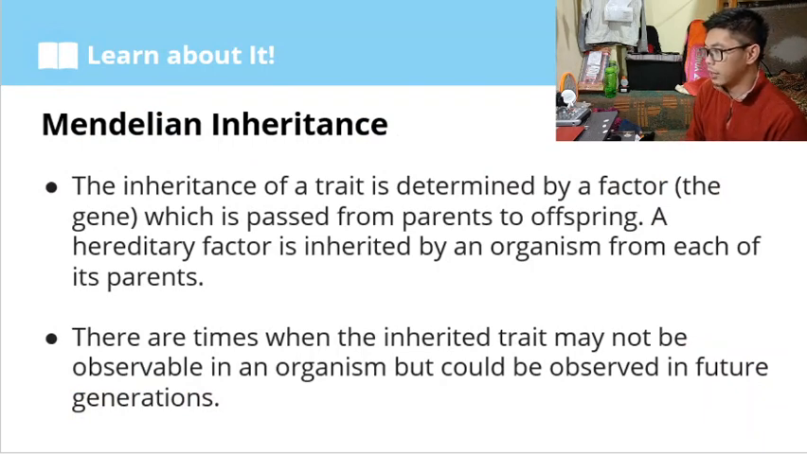Alright, when you talk about Mendelian inheritance or Mendelian genetics, the inheritance of a trait is determined by a factor, the gene, which is found in your nucleus and is composed of your DNA. It's different, unique codes from individual to individual that we can pass later on to our offspring. So this is passed from our parents to the offspring. In your case, meron kayong mga genes na nakuha nyo coming from your parents. A heredity factor is inherited by an organism from each of its parents. Right? There are times when the inherited trait may not be observable in an organism but could be observed in future generations.